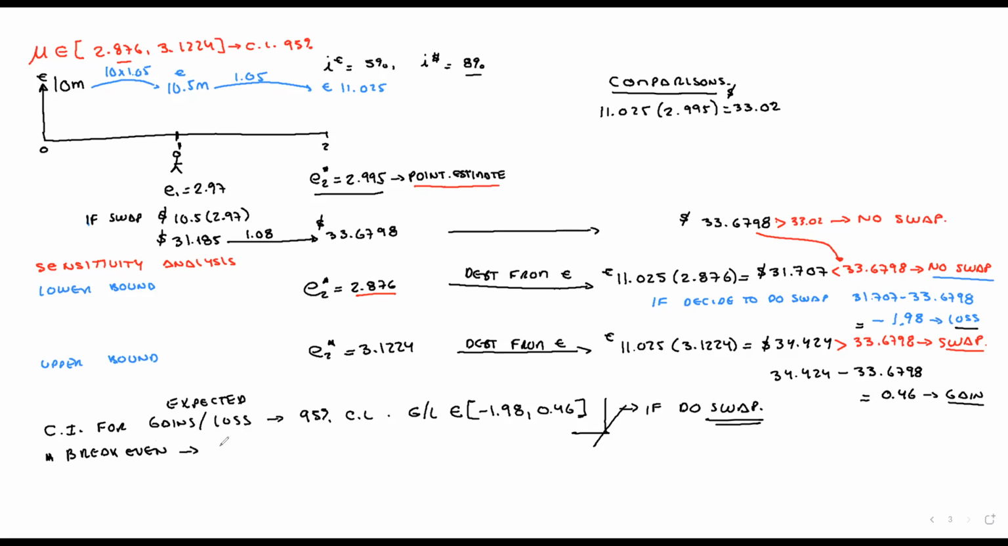Remember, to compute the break even, what I need to do is 11.025 times E break even, I will call it, needs to be equal to 33.6798. Do you agree, guys? Do you remember this? Break even implies that I'm indifferent between swapping and keeping the debt in euros. So what is the exchange rate that makes this number multiplied by this number give me this number?